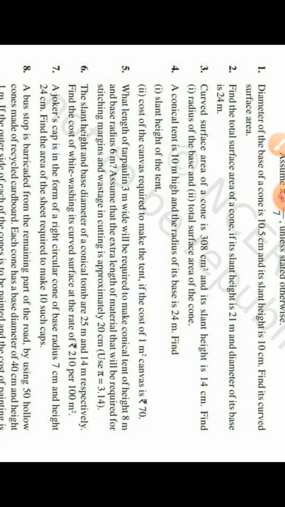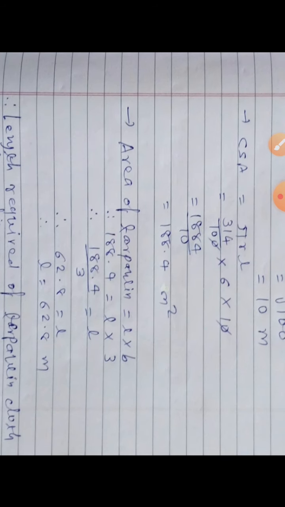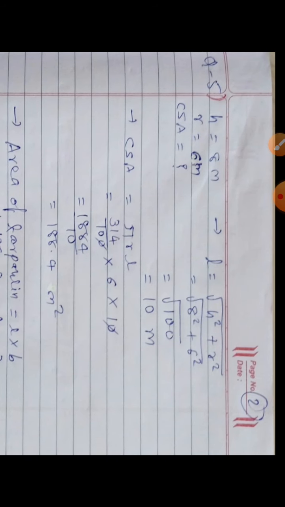Now I already told you that in this case only CSA is required, not TSA, because for a tent or cap only CSA you have to find. So we are given height and radius. First of all find L, then CSA. After finding CSA, what to do, we will understand in the second stage. So now look here, both values are written, H equal to 8 meter, R equal to 6 meter, CSA is asked. So before finding CSA we have to find L.